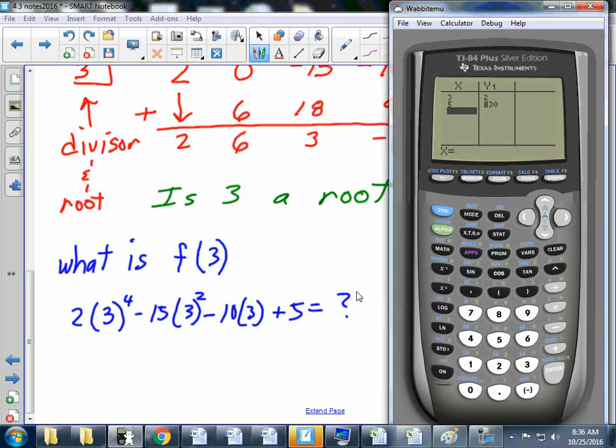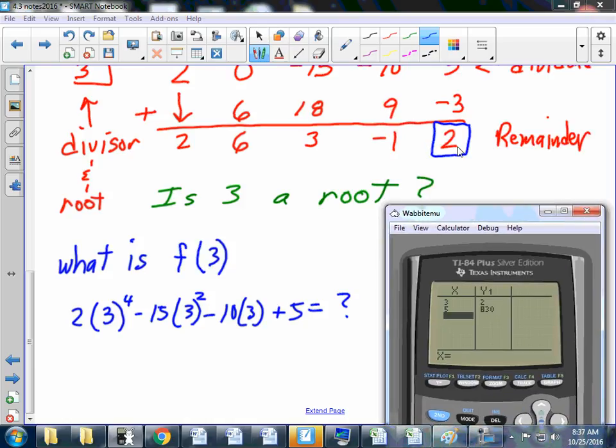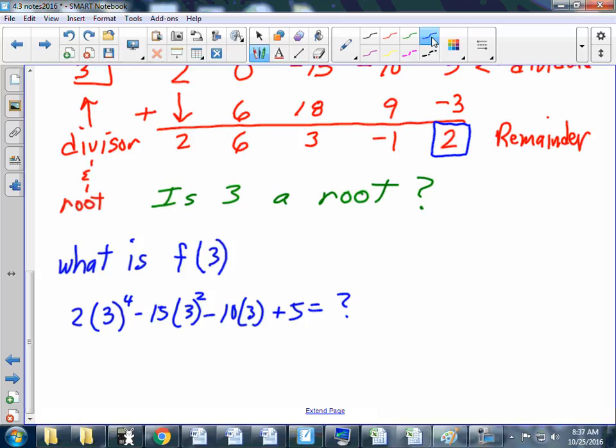Okay? So, the moral of the story here is if you get a remainder, it's a quick way, maybe, for big functions, of finding what that value is. And there's a theorem that says that. It's called the Remainder Theorem.